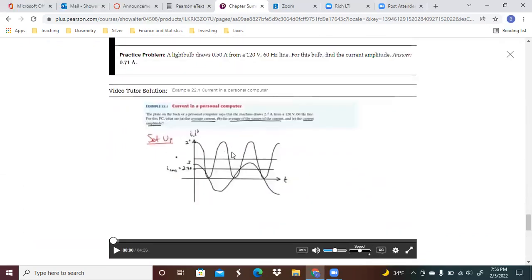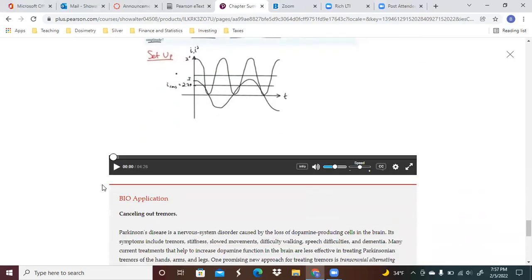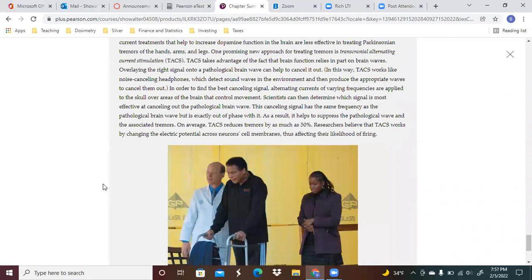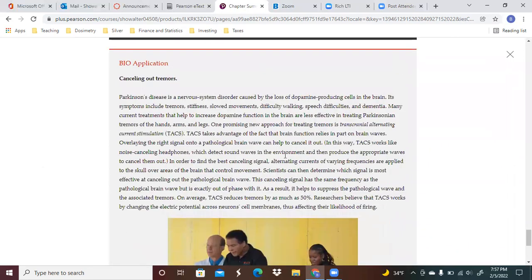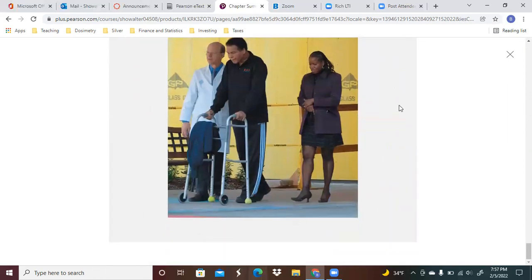And here is a problem, a tutorial session that is set up to explain a lot of that particular problem. I'll let you run that on your own. And here is an application of this type of concept for transcranial alternating current stimulation, helping to deal with Parkinson's disease. So you might have an interest in that.